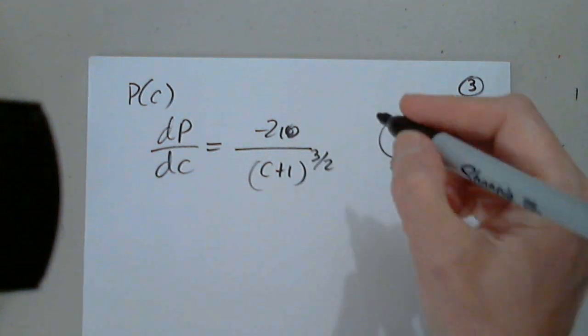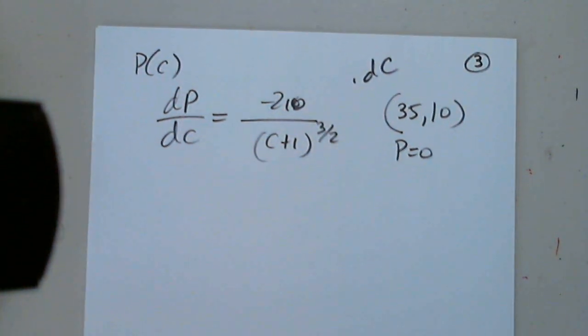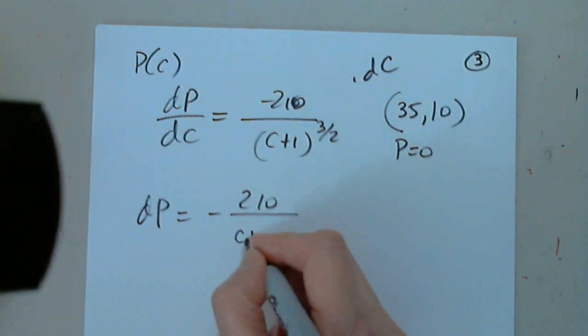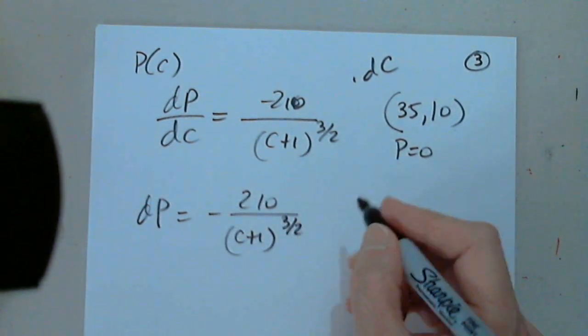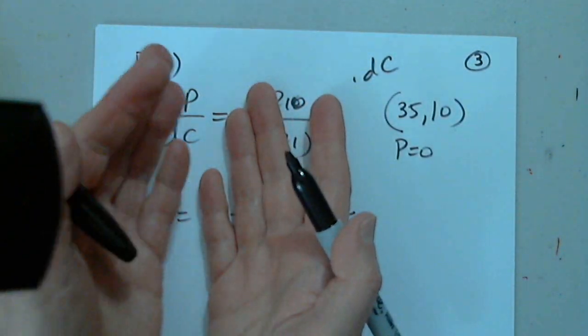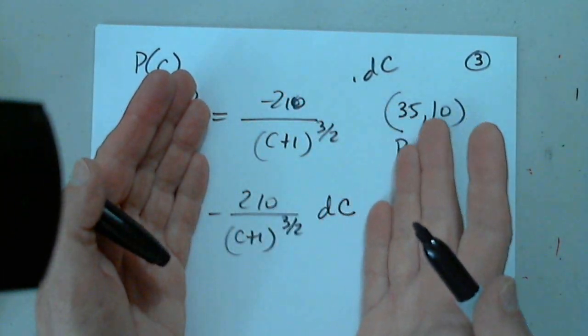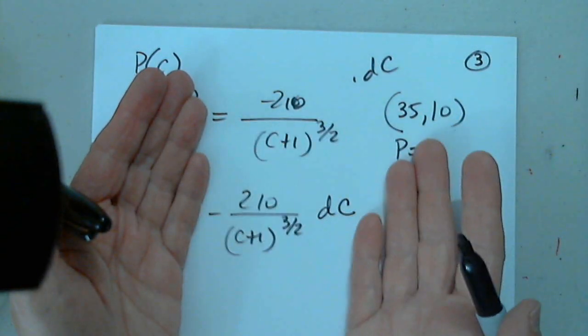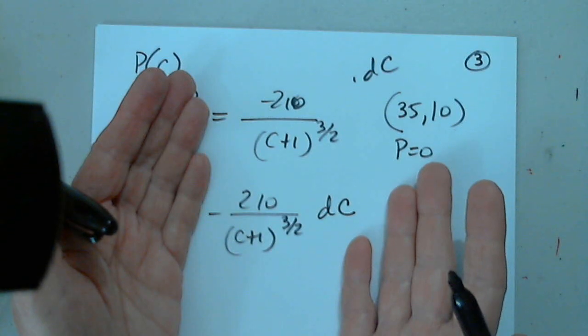Multiply by dC. Very good. So we multiply everything by dC. So we get dP equals negative 210 over (C plus 1) to the 3/2, and this is times dC. P alone on one side, C alone on the other. There is nothing else in there but numbers and C.